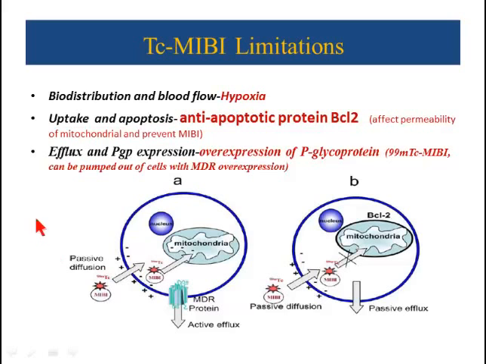So if you see here, it's the same mechanism, but there is active efflux, due to overexpression of P-glycoprotein, which pushes the MIBI outside. So it goes in and gets out. It doesn't localize in the mitochondria. The other one is apoptosis. In apoptosis, there is no potential, so the MIBI cannot concentrate there. And that's why an antibody is used for scanning when it's apoptosis.